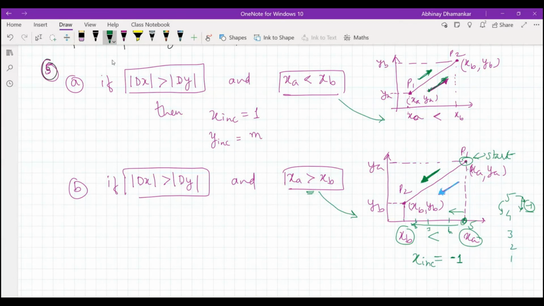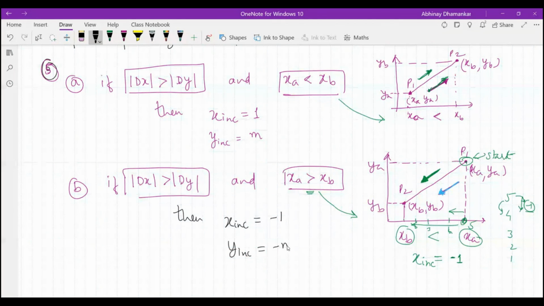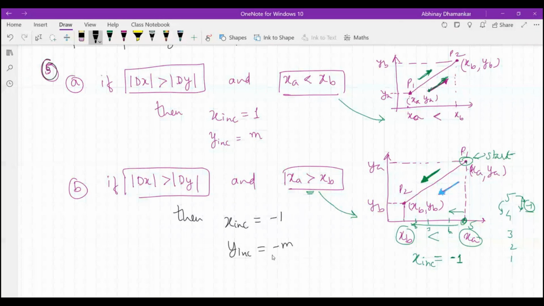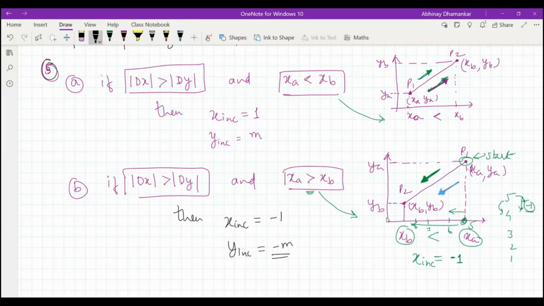So in this way we have to write it down: x increment will be -1 and y increment will be minus of m. Got it? Why -1 minus m? Because if you observe, y value is also negating. Y value is also negating, but y value is not negating by 1.